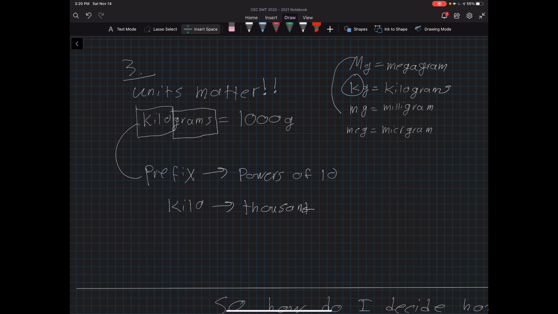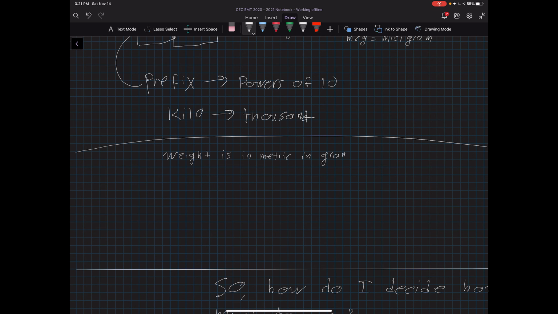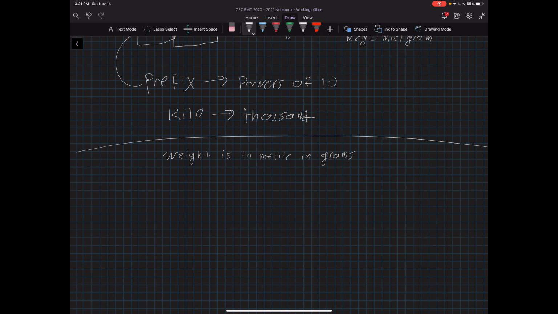The other one that matters is when we're doing med math. When you're using the metric system, you need to use the metric system for everything unless you use some pretty interesting conversions. So most of the time in medicine, we use kilograms. So weight is in metric, in grams. Most of the time, in our dosages, when you're looking at your protocols, you're going to see things like 10 milligrams per kilogram.